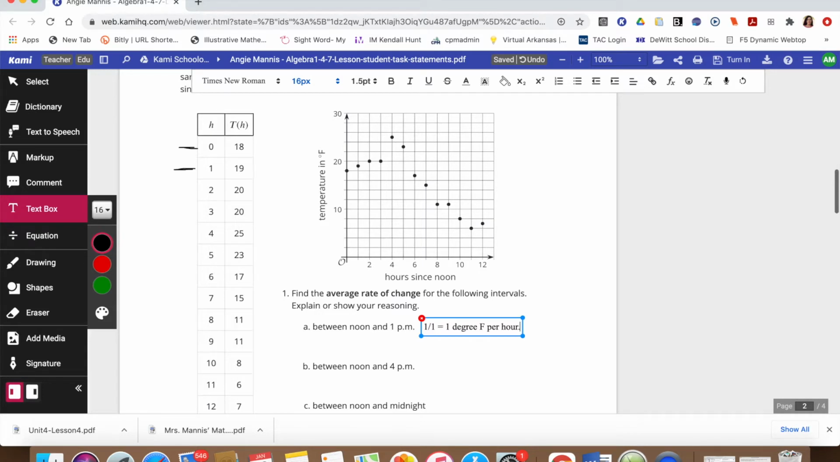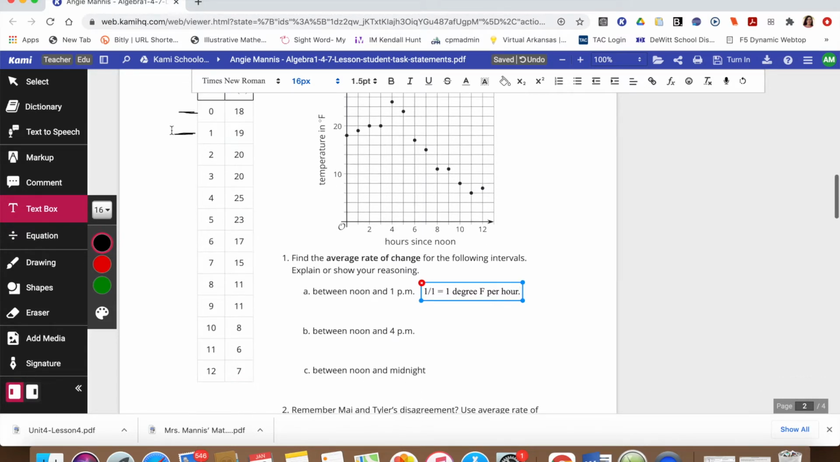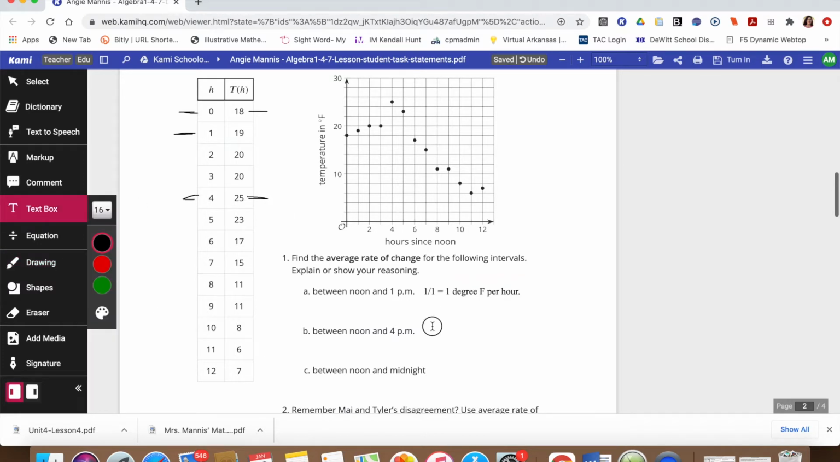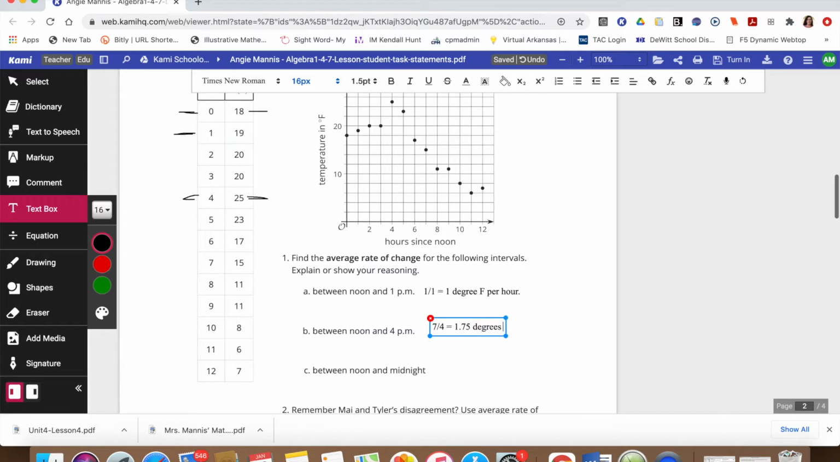All right, so look at B, between noon and 4. So at noon, we've got 18 degrees. At 4, we have 25 degrees. So if you look at the difference there, it rose by 7 degrees over that 4-hour period. So you would have 7 divided by 4, which gives you 1.75 degrees Fahrenheit per hour. That's your average rate of change between noon and 4.